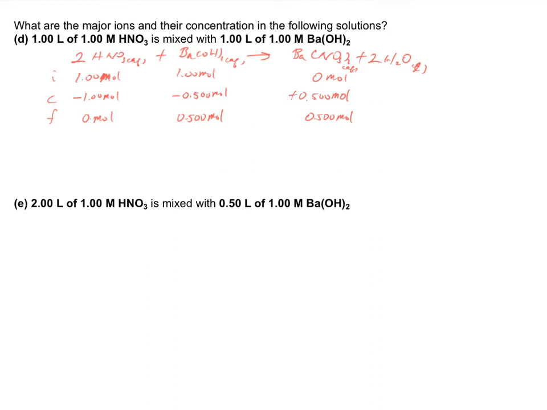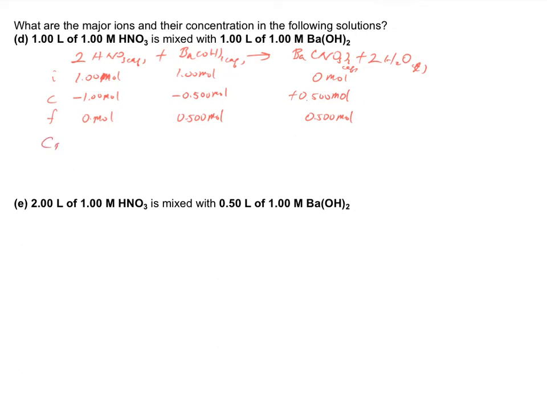So what are the major ions? From barium hydroxide, we have barium 2 plus and hydroxide minus. From barium nitrate, we have barium 2 plus and nitrate minus. And what is a weak electrolyte? We don't consider the H plus and OH minus from water. Therefore, we have 3 major ions: barium 2 plus, which is the same, hydroxide minus, and nitrate minus. So what are the concentrations of these 3 major ions?